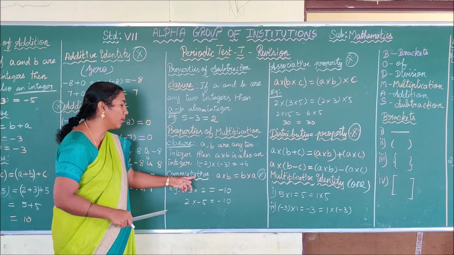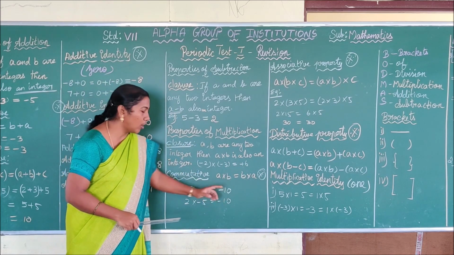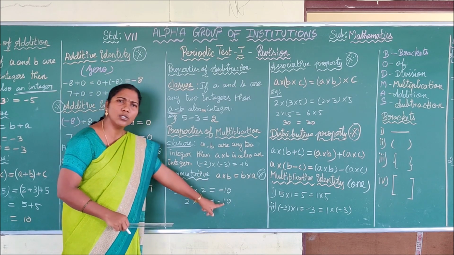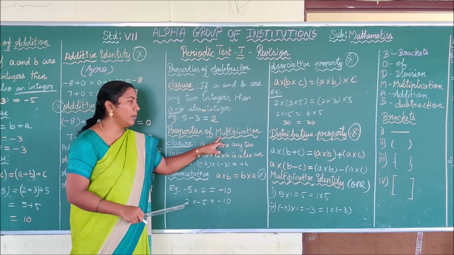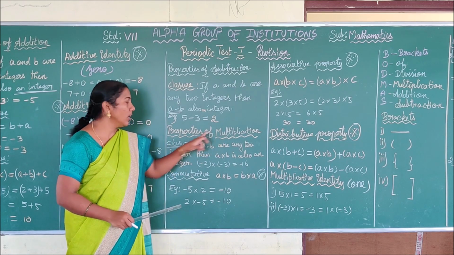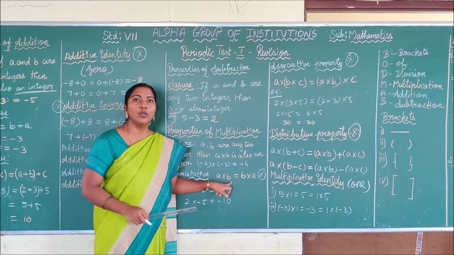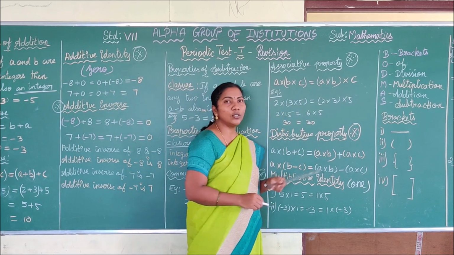Let us check whether the property is true. Minus 5 into 2, your answer is minus 10. Now we will change the order of multiplication. 2 into minus 5, it is also minus 10. Thus, commutative property holds for multiplication in the integers. Thus, we can write commutative property as a into b equal to b into a. Next we are going to see associative property.